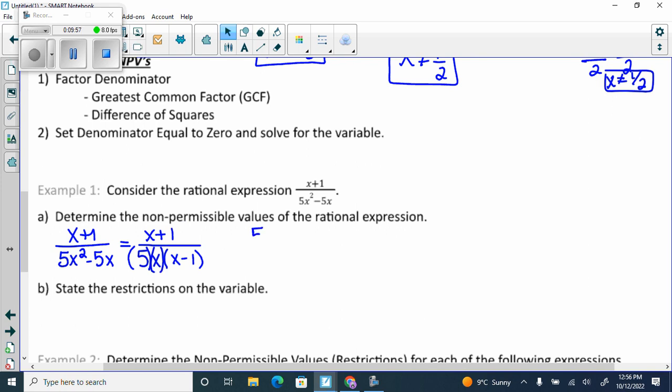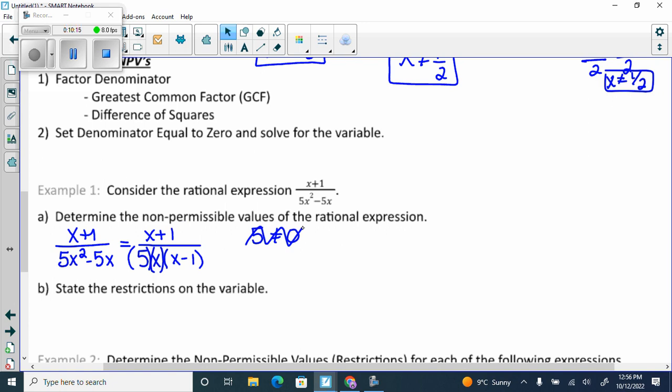So I'll try the 5 first. 5 can't equal 0. Very accurate. 5 can't equal 0. 5 equals 5. Is there a variable anywhere in that? So no non-permissible values are going to come out of that. So when you just have a number that can't equal 0, you can write it, but it doesn't do anything. So I'm just going to cross it out.